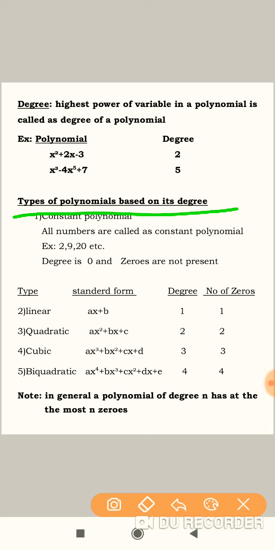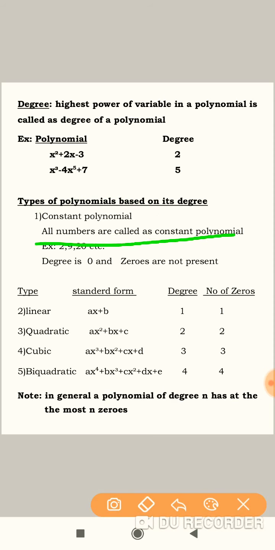The next part we have to learn is types of polynomials based on its degree. The first type is constant polynomial. The second type is linear. Third type is quadratic. Fourth is cubic. And the fifth is biquadratic. Among the types of polynomials based on degree, the first one is constant polynomial.